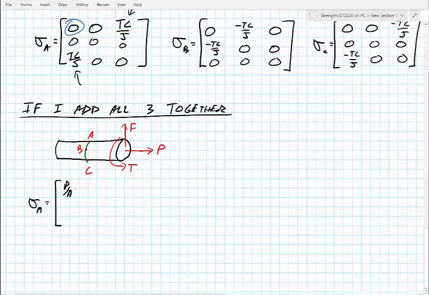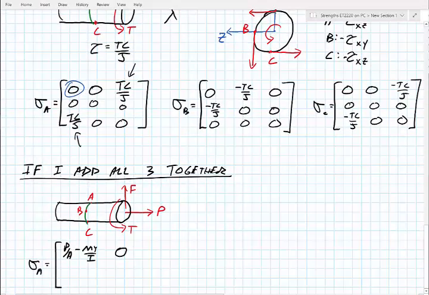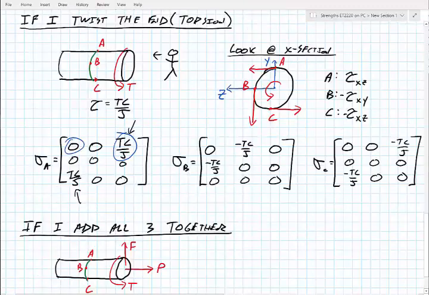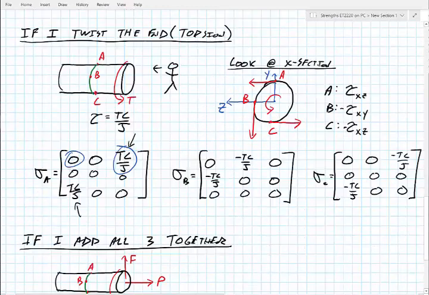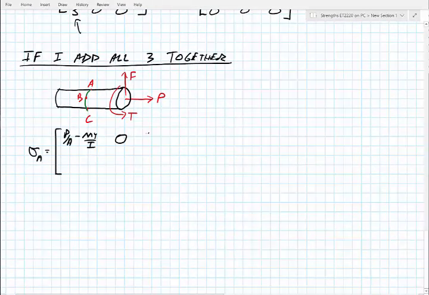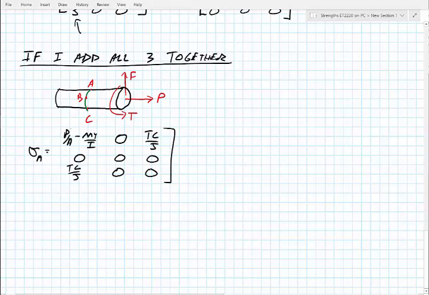I have P over A in the positive direction, minus My over I. All that is in my sigma xx. I've never had anything in my tau xy. And then I say, is there anything in this last column? Yeah, I can see for point A there's this TC over J. The other two didn't have anything. So I would have a TC over J for my third column. And then I have a 0, 0, and 0. Very awkward to have that big long thing on there. And then I have that TC over J down there in this, this would be my sigma ZX column, right?